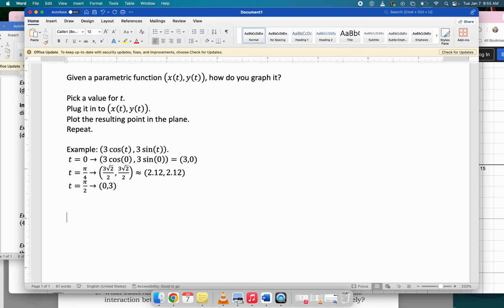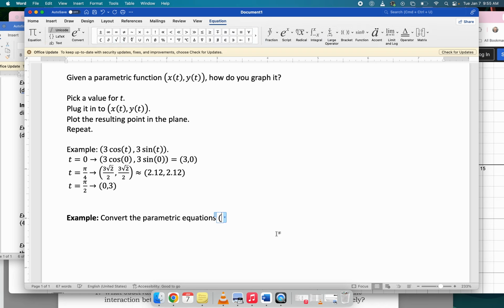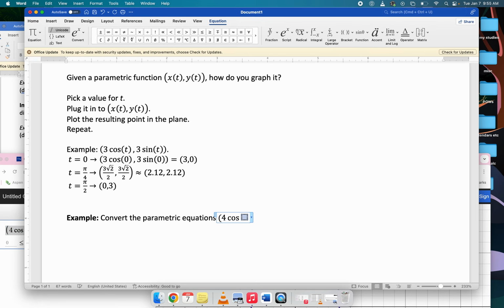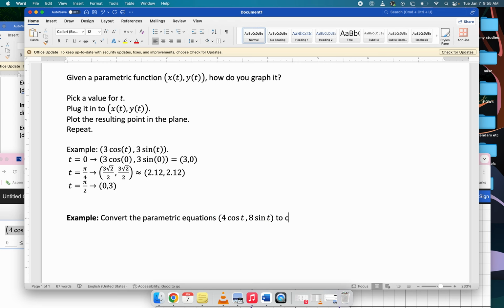So, example, convert the parametric equations 4 cosine t, comma 8 sine t to Cartesian. All right, well, how do you do that? Well, here's the big idea. Cartesian equations involve x and y, but not t.